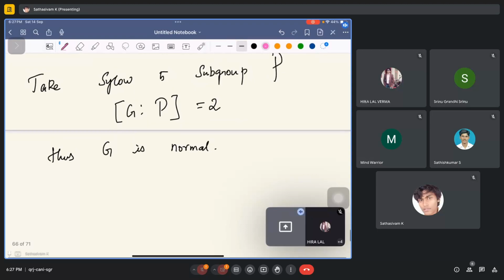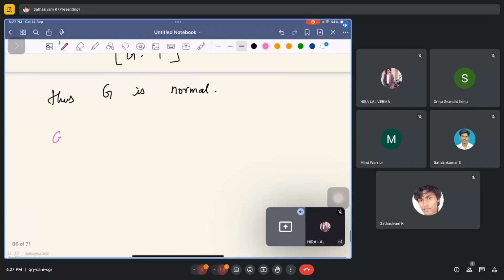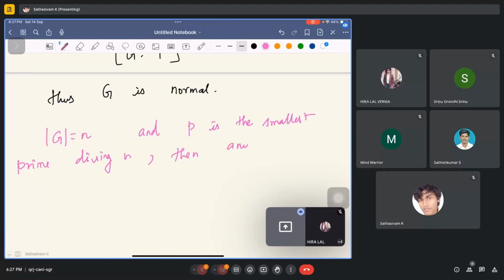But just for the other people, the theorem we use is: let's say the cardinality of G is N, and suppose P is the smallest prime dividing N, then any subgroup of index P is normal. If you have any doubts or comments, feel free to ask me.